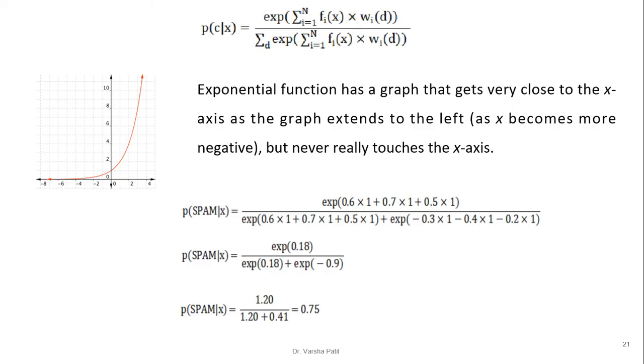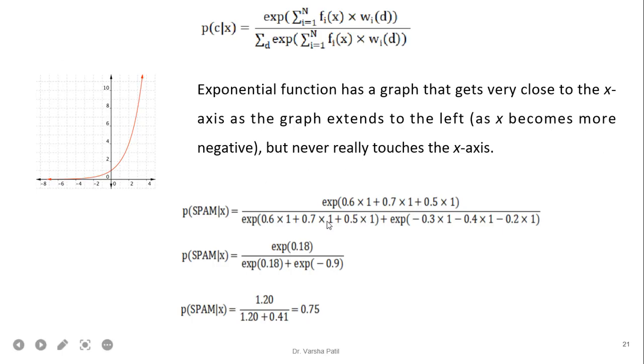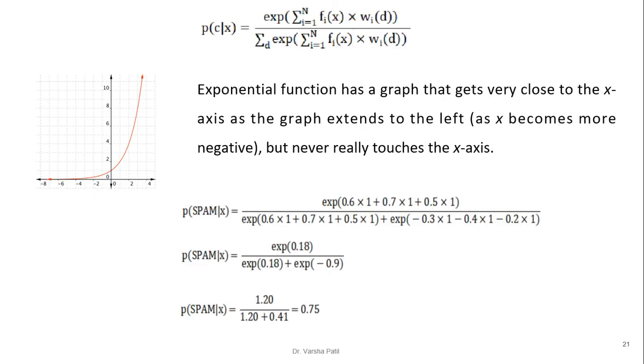Now we will calculate for the two classes. One is for spam. For spam, the features are F4, F5, F6 with the values 0.6, 0.7 and 0.5. So in the numerator it will be the exponent of 0.6 into 1, 0.7 into 1 and 0.5 into 1. Other features are absent, that's why we are not taking them. In the denominator we take the spam as well as the non-spam, because the denominator is nothing but the summation over all classes. So this is the summation for spam and the summation for non-spam. This is the denominator.